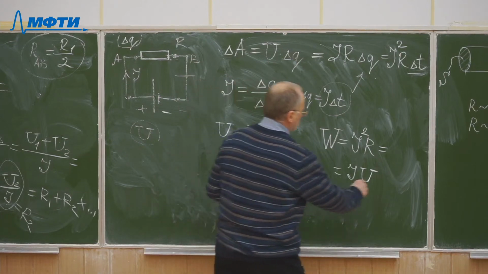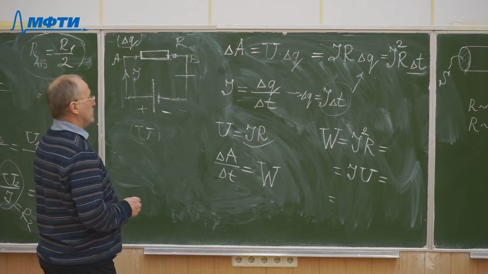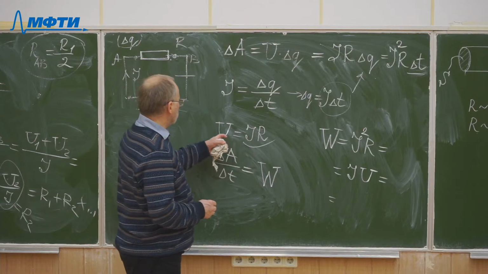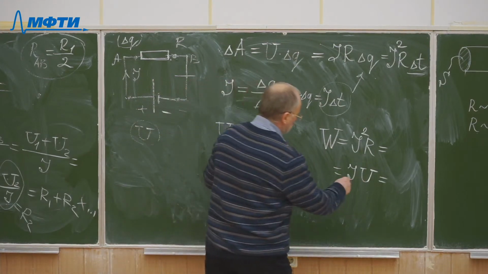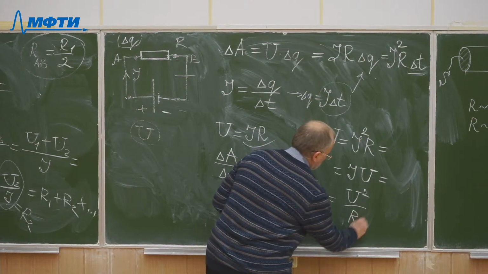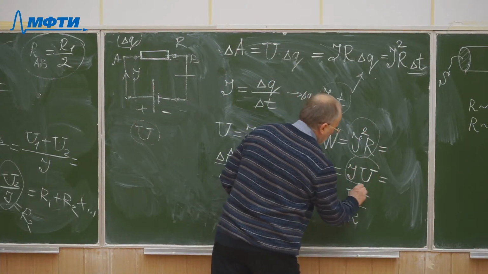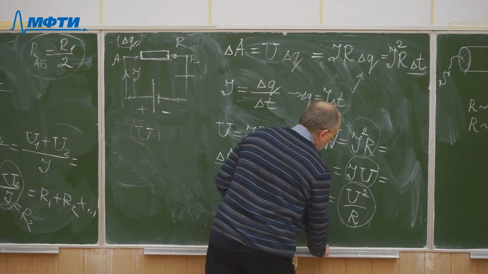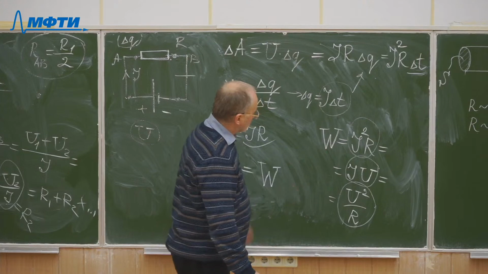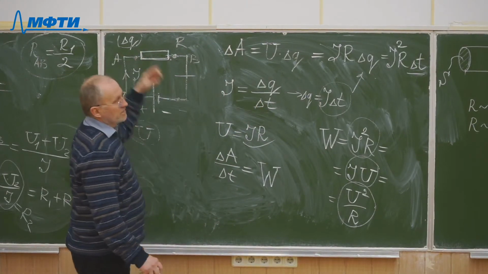And also you can find some other interpretations of this formula. If you take current, which is equal to U over R, U divided by R, then you will obtain here U squared over resistance, and so on. All these are possible variations of the same formula, which expresses the power released in the resistance if there is a current flowing through this resistance.